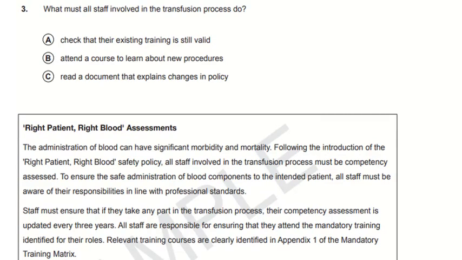The question here is, what must all staff involved in the transfusion process do? The options are A. Check that their existing training is still valid. B. Attend a course to learn about new procedures. Or C. Read a document that explains changes in policy. Well, obviously we can see that there is nothing mentioned about any documents here, so we can exclude C.